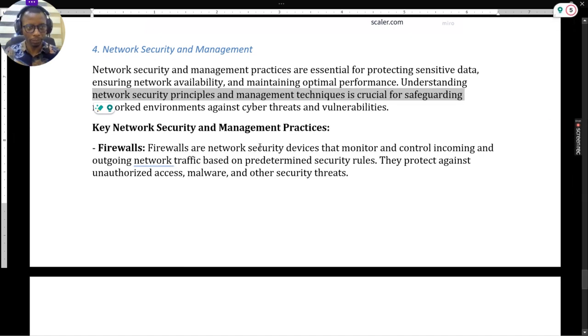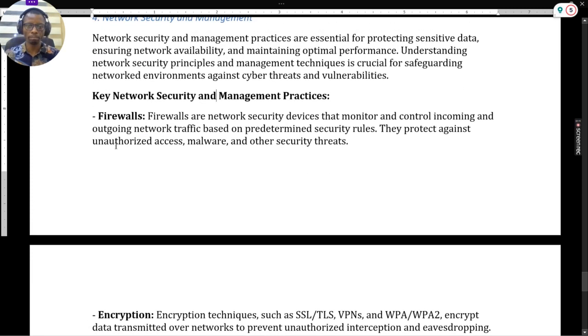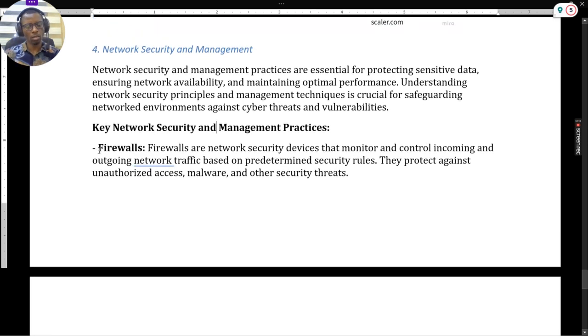Okay, so now let's discuss a few things about security. In case you come across it, you may hear about firewall.